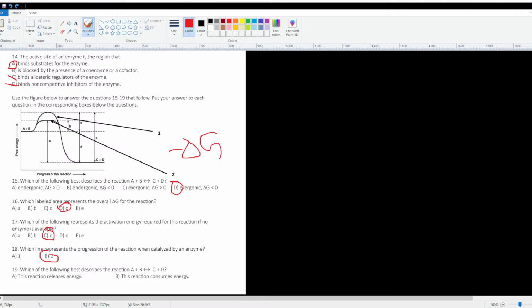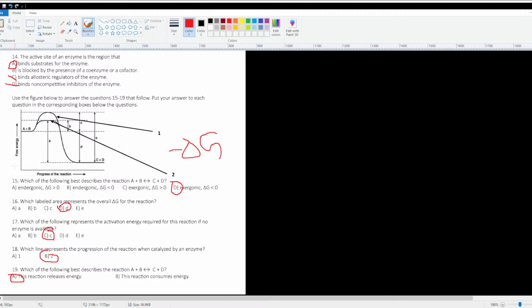So anyway, which of the following best describes a reaction A plus B gives you C plus D? This reaction releases energy. So once again, it's one of those things where if you refer back to the diagram I drew, that sort of T chart, you'll see that even just looking at the reaction, we ended up with less energy than what we started with.